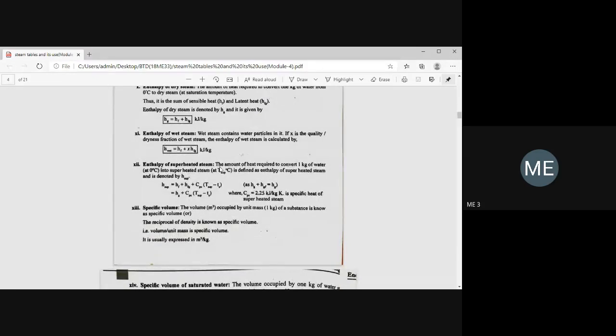First one is dryness fraction, that is mg divided by mf plus mg. Second formula is hg equals hf plus hfg for dry steam. h wet is hf plus x into hfg, where x is mg divided by mg plus mf. And third one is hsup, the superheated enthalpy, is hf plus hfg plus Cps into (Tsup minus Ts). These are the formulae related to enthalpy.